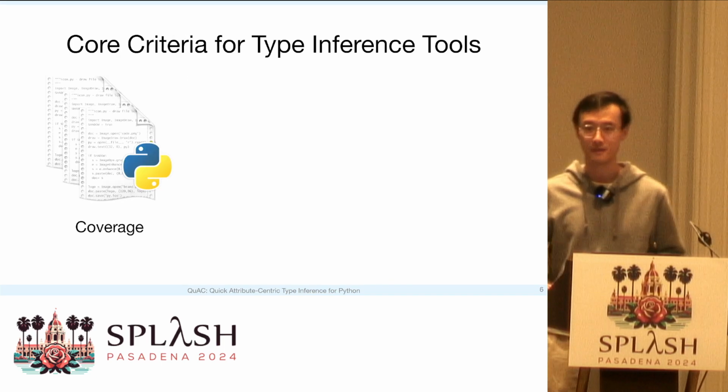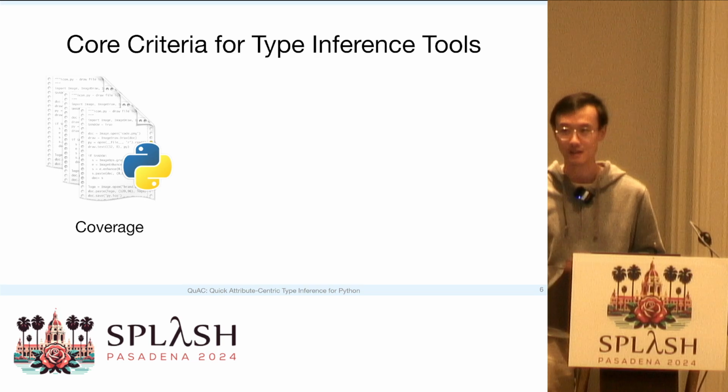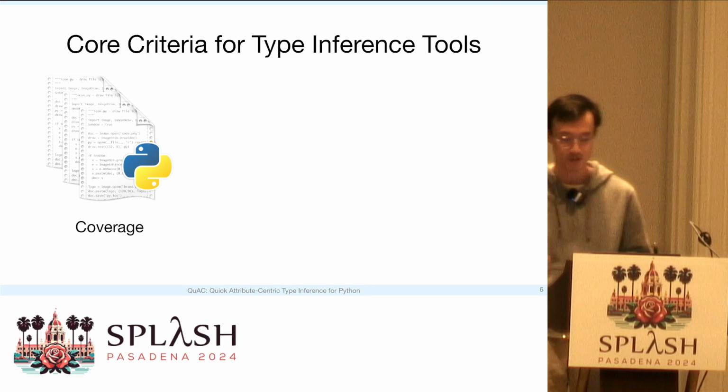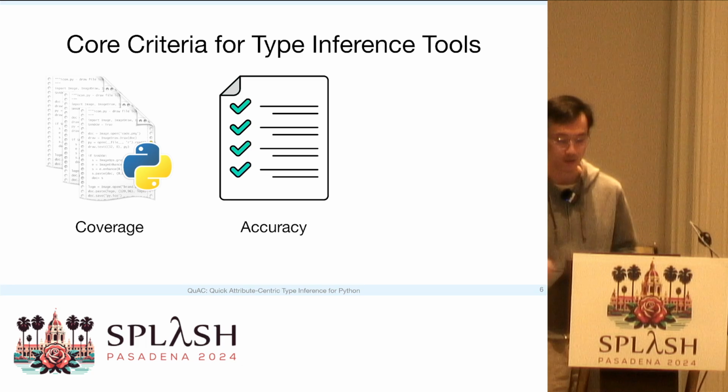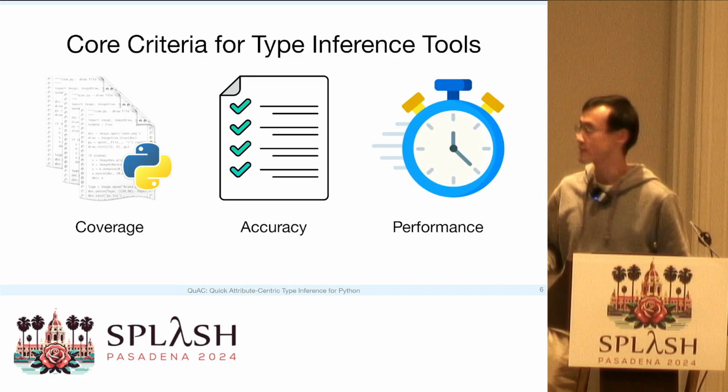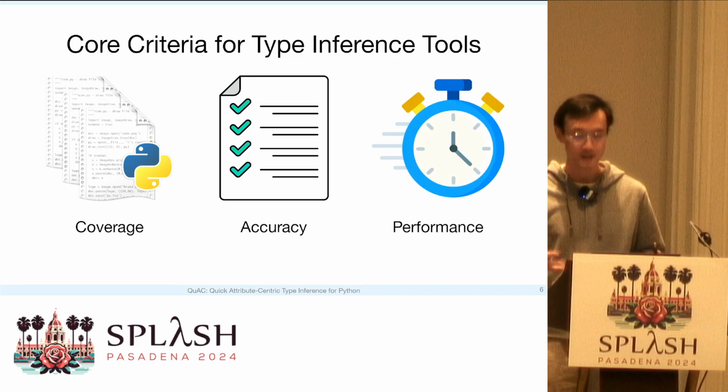A good type inference tool should output as many type annotations as possible, achieving high coverage. In addition, its predictions should be correct, achieving high accuracy. Furthermore, it should be performant and should not run in too much time.